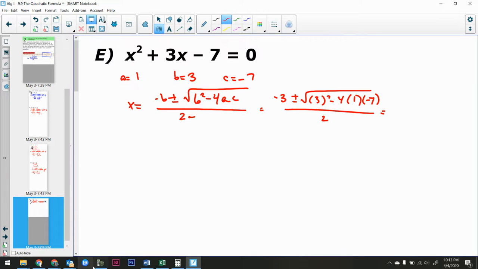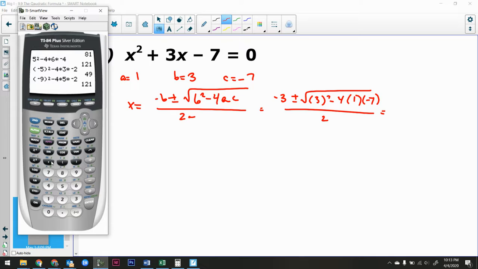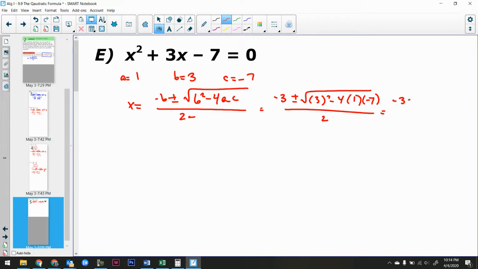Okay, let's see what's underneath that radical. We got 3 squared minus 4 times 1 times negative 7. I don't know why I'm using parentheses right now. 37? I got to calculate that again. Is that right? 4 times a times c, negative 28. Oh, jeez. Yeah, 37. So if you tried this on your own, you probably got to this point and said, what the heck? So negative 3 plus or minus the square root of 37 all over 2.